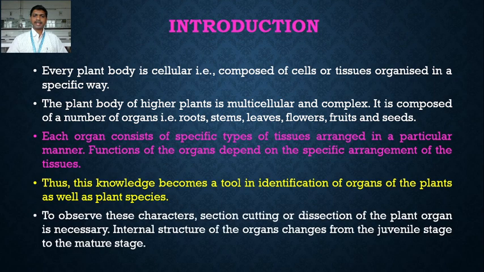To observe these characters, section cutting or dissection of the plant organ is necessary. The internal structure of the organ changes from juvenile stage to the mature stage. So section cutting or dissection of the plant organs is necessary for the study of anatomy. The internal organization of the plant body has been studied by sectioning or by the dissection of the particular plant organ.